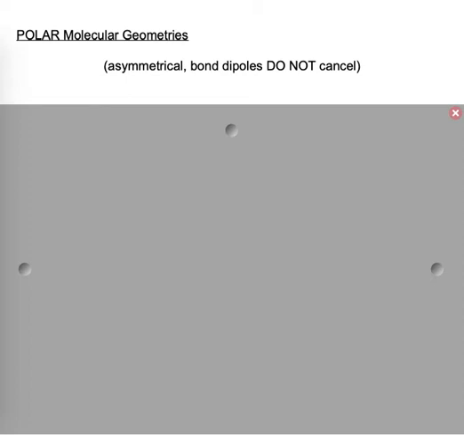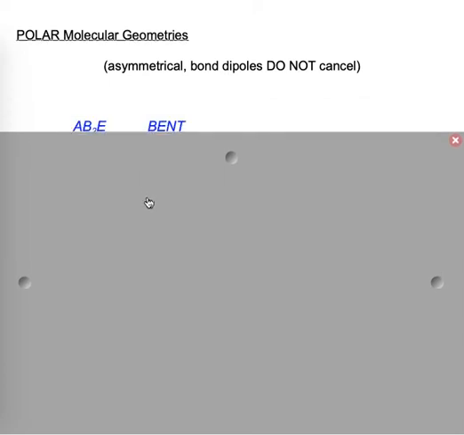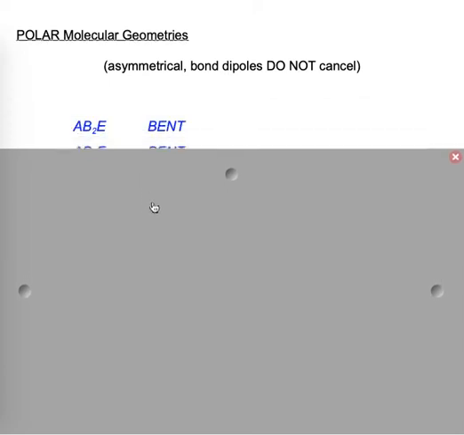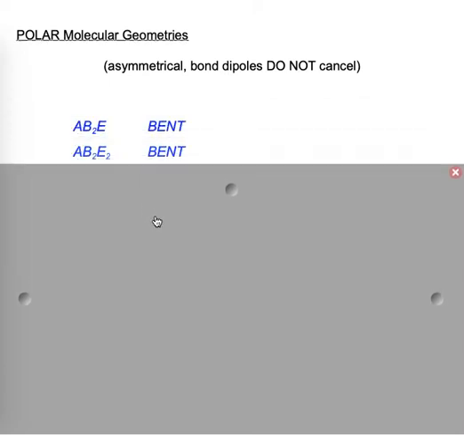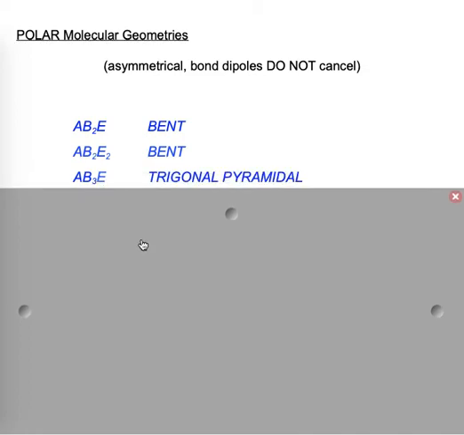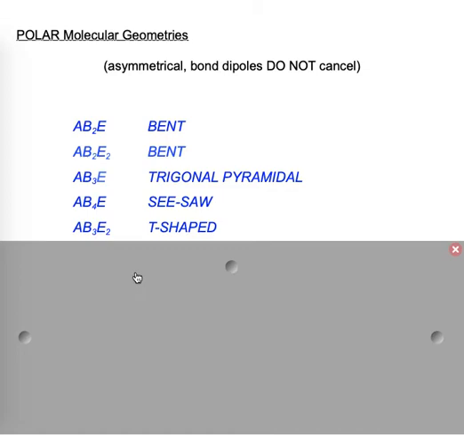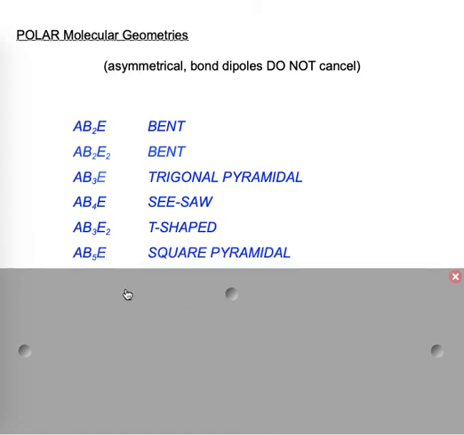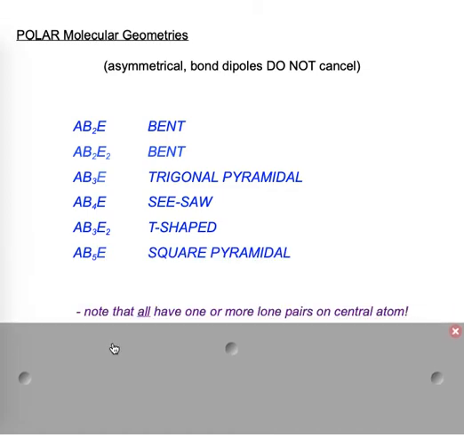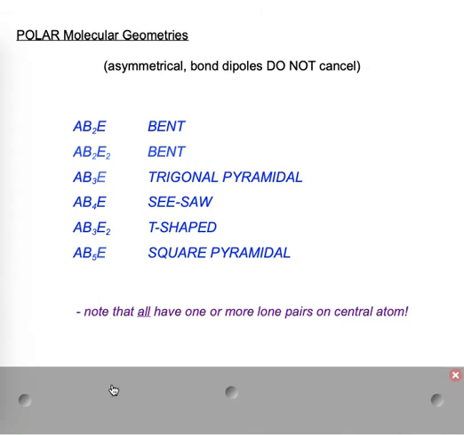On the other hand, the polar molecular geometries, the ones that have highly asymmetrical geometries in which the bond dipoles do not cancel out, include AB2E bent, AB2E2 bent, AB3E trigonal pyramidal, AB4E seesaw, AB3E2 T-shaped, AB5E square pyramidal. And note that all of these have one or more lone pairs on the central atom that push the bonds out of symmetry and therefore result in polar molecules.